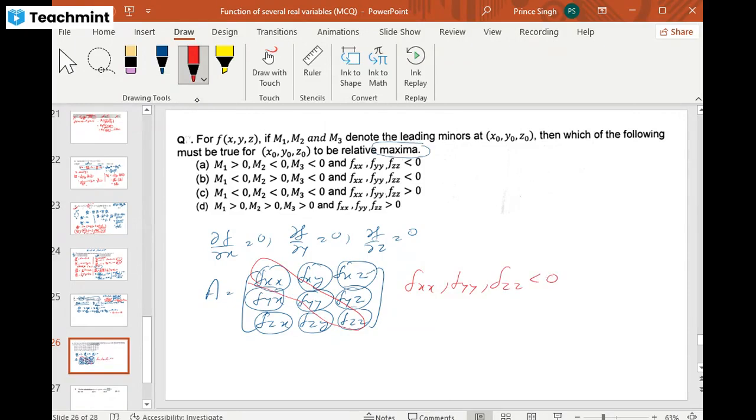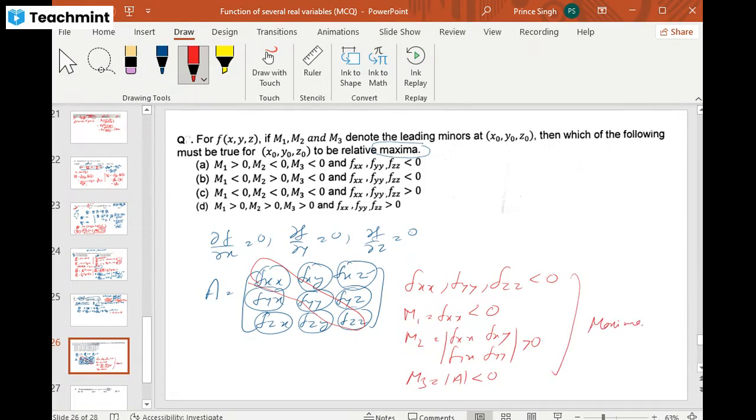And the second condition is principal minor. Principal minor M1 is f of xx, which is already negative. M2, that is f of xx, f of xy, f of yx, f of yy, should be positive. And M3, that is the determinant of A, should be negative. They are of alternate sign. This is the condition of maxima.